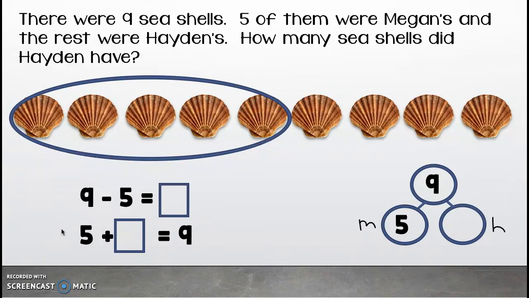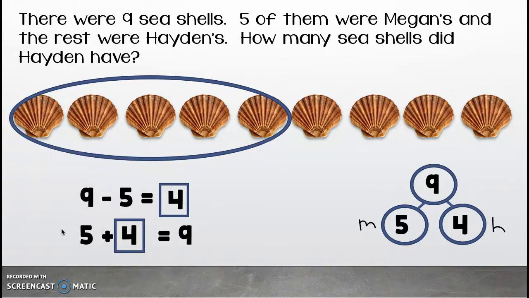So, you know what I did for this one? In my brain, I thought 9 minus 5 because there were 9 and 5 were Megan's, so how many more were Hayden's? And the answer, of course, is 1, 2, 3, 4. 4. Maybe you thought, well, Megan had 5. I'm going to count up to 9. 5, 6, 7, 8, 9. Yep, that's 4 as well. Either way, the part that Hayden had was 4 seashells. By labeling my good number bond, it's very clear to see how many shells Hayden had in the end.